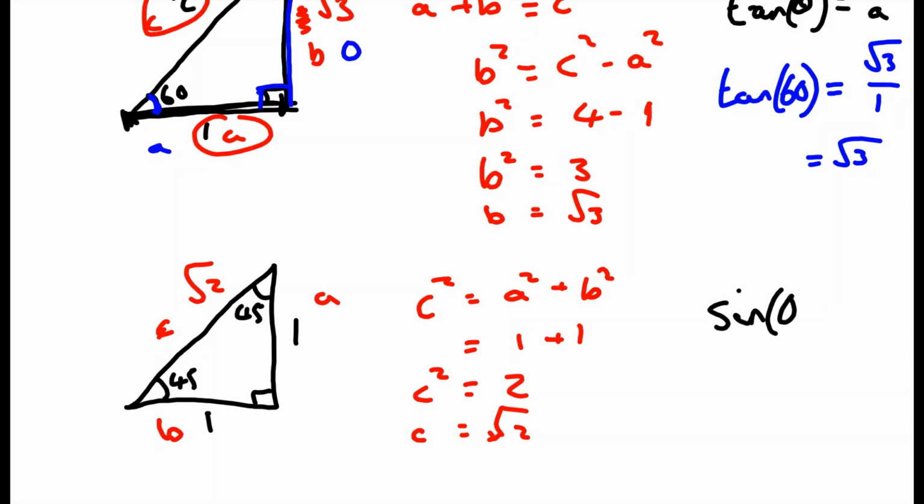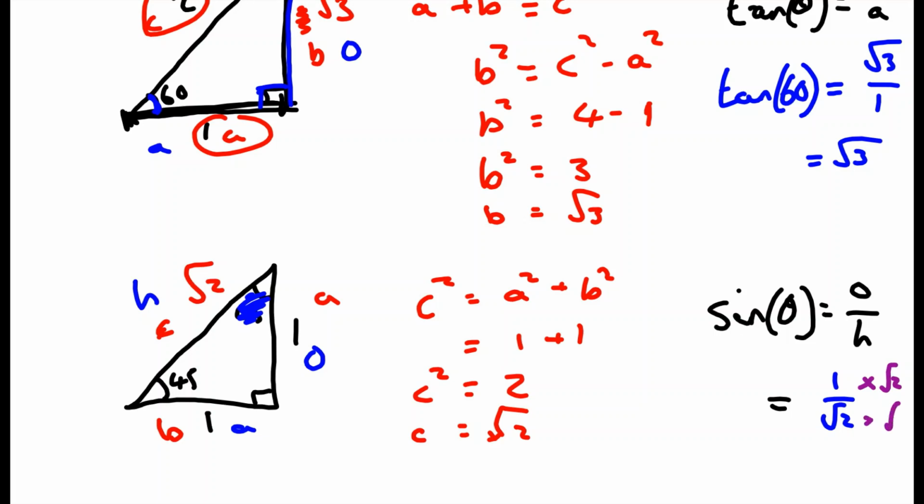Sine of an angle is the opposite divided by the hypotenuse. This is going to give us, either angle we can use. So I'm going to use the bottom one, I think. So this is the adjacent, this is the opposite, this is the hypotenuse. So we're going to have 1 over root 2. Now, it's good to get in the habit of rationalising, so I'm going to times top and bottom by root 2. So I'm going to end up with root 2 over 2.